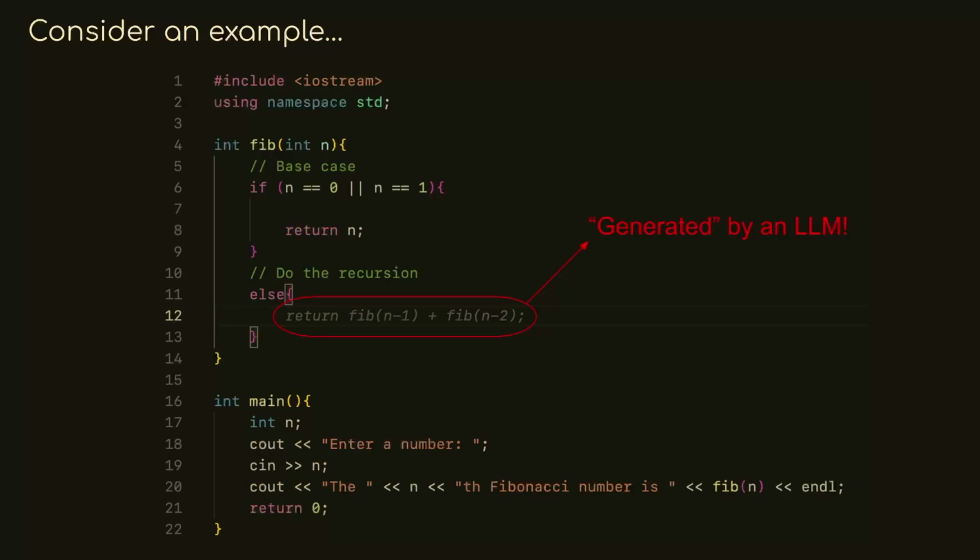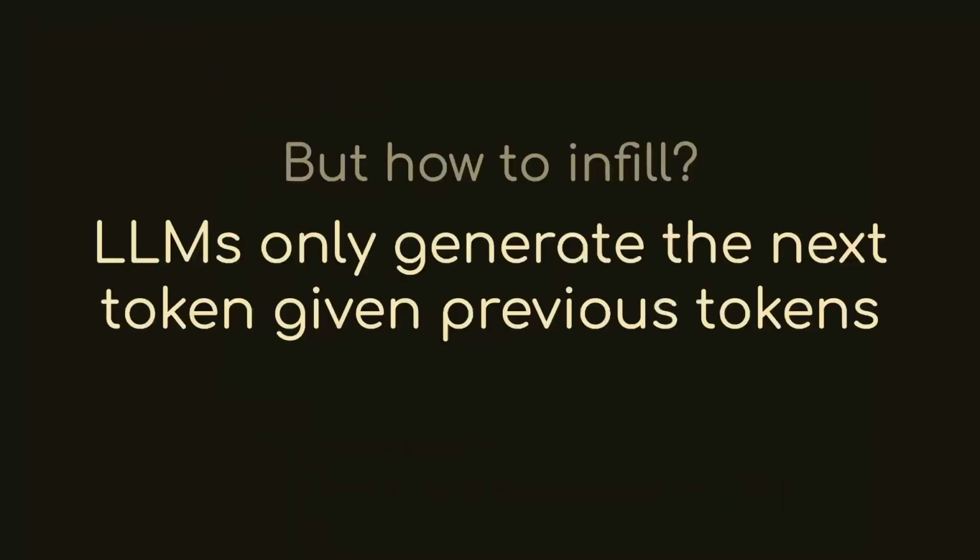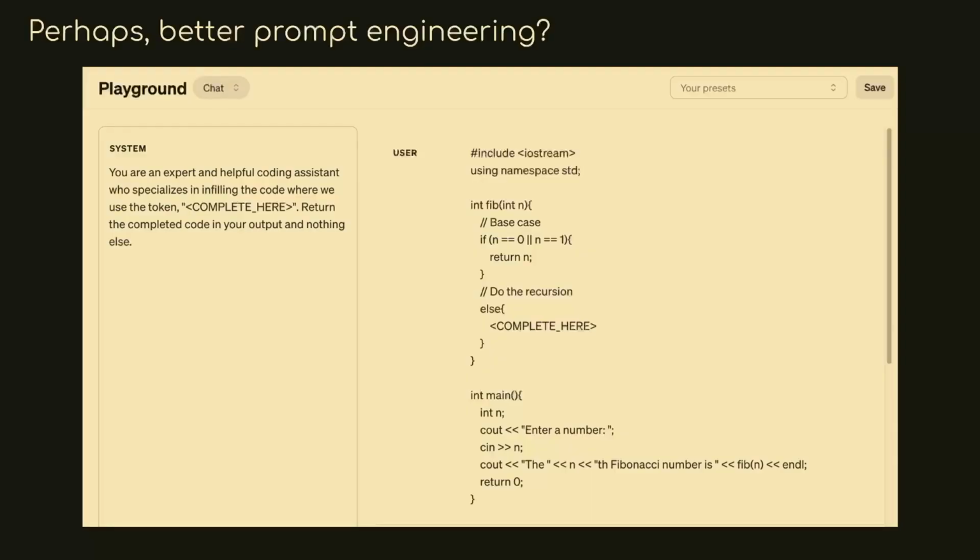So how does a model like Copilot, or how does any other model do this? So how do we infill? Because large language models only generate the next token given some previous tokens, how do they generate something in between? And that too so accurately, because Copilot has been pretty accurate in most simple cases.